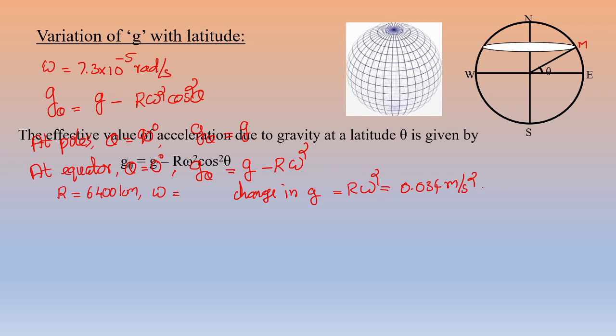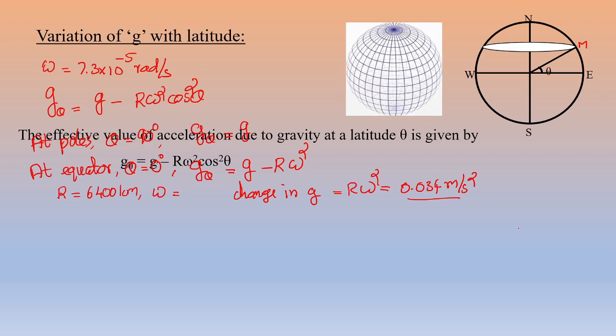Okay. So from this value you can conclude that the variation due to latitude is very, very small. So this is the change in the value of g as we compare the poles and the equator. The value of g at the equator is less by this amount as compared to the value of g at the poles. So even though there is a change, this change is very, very small.